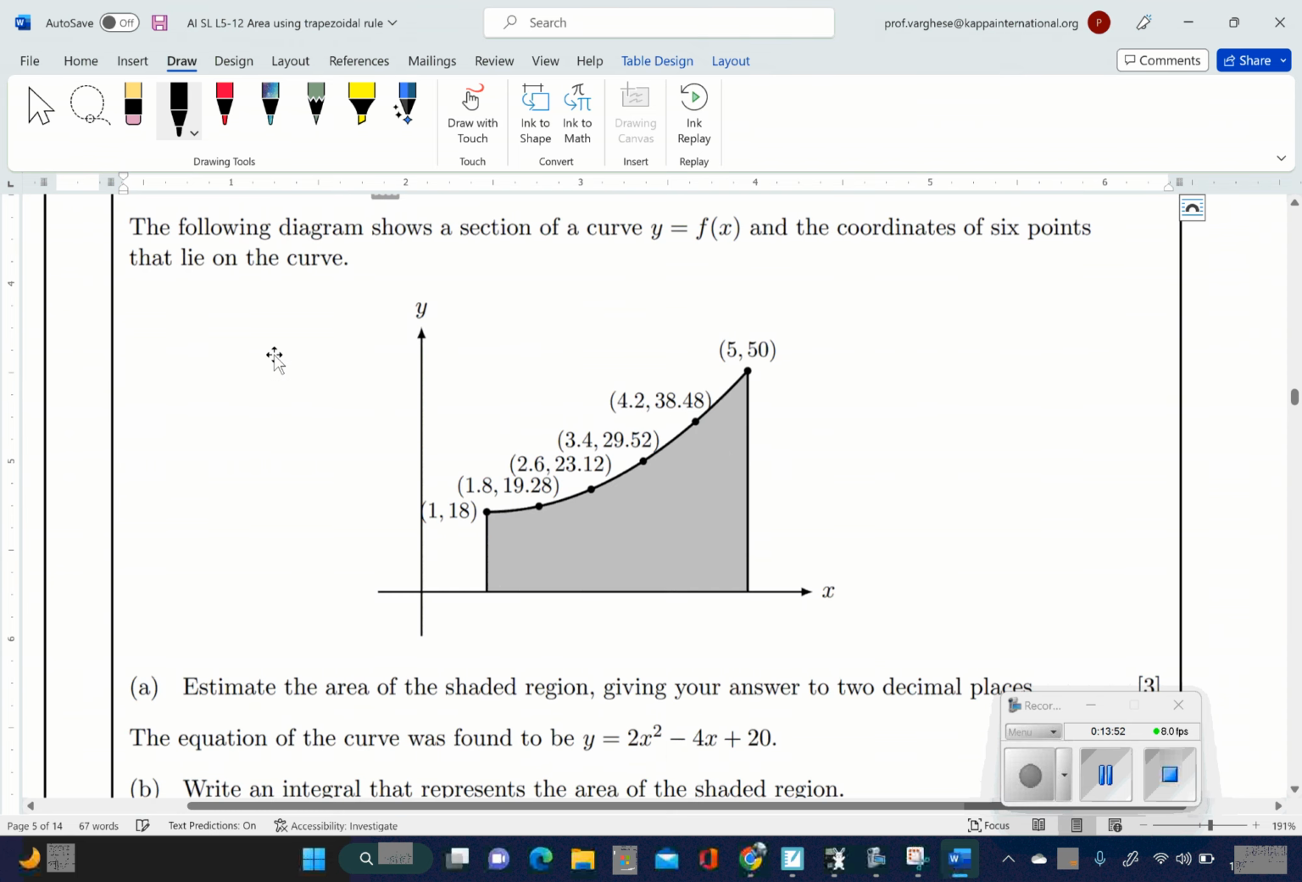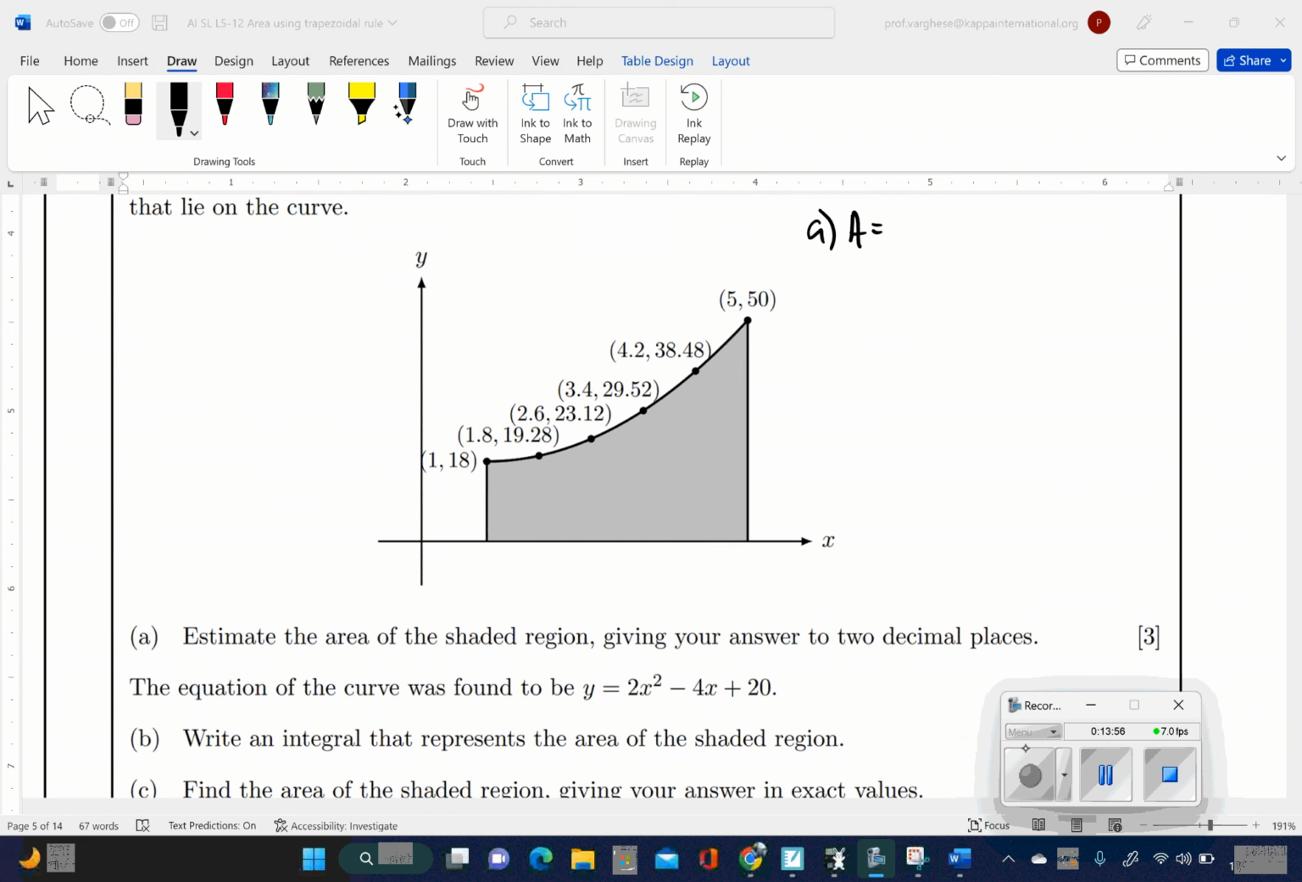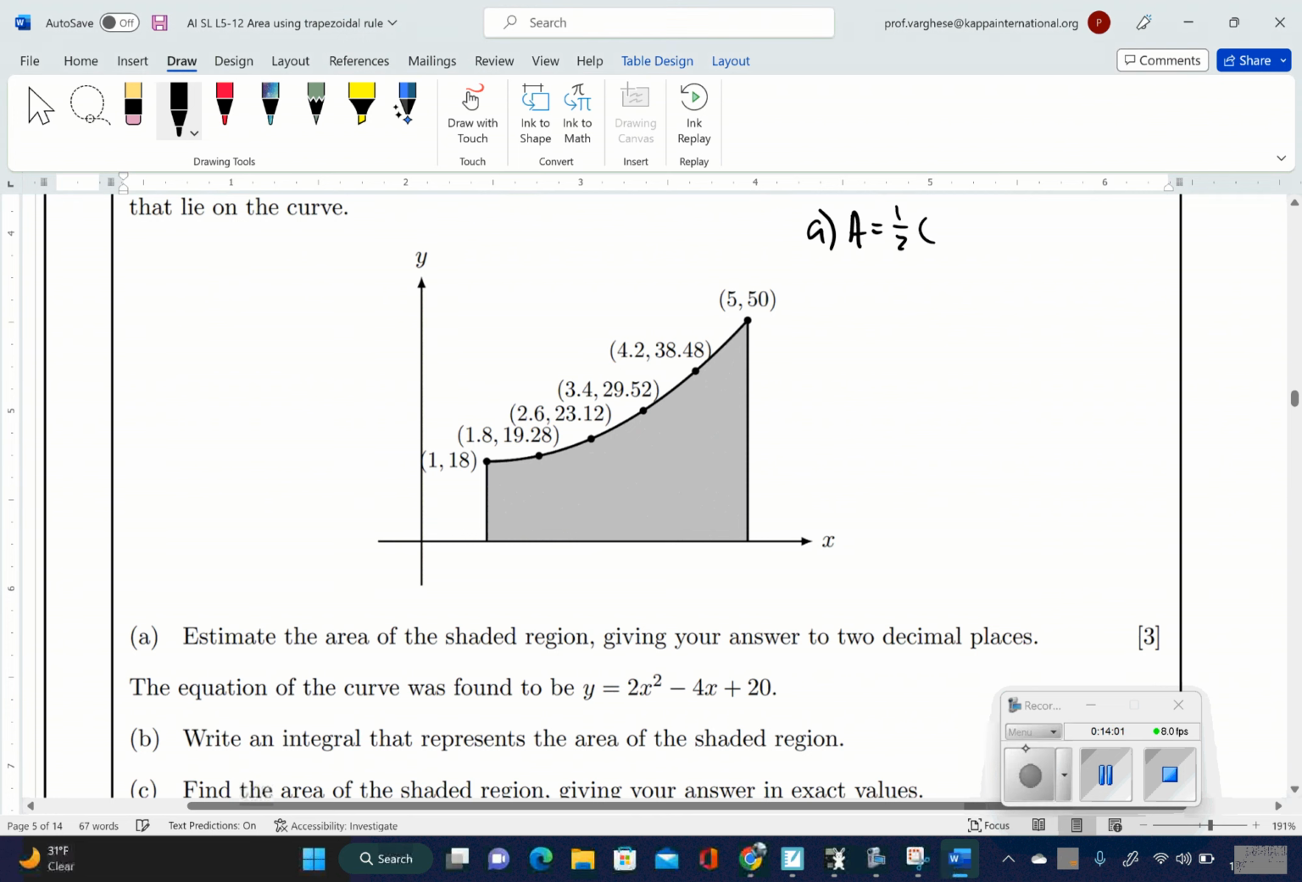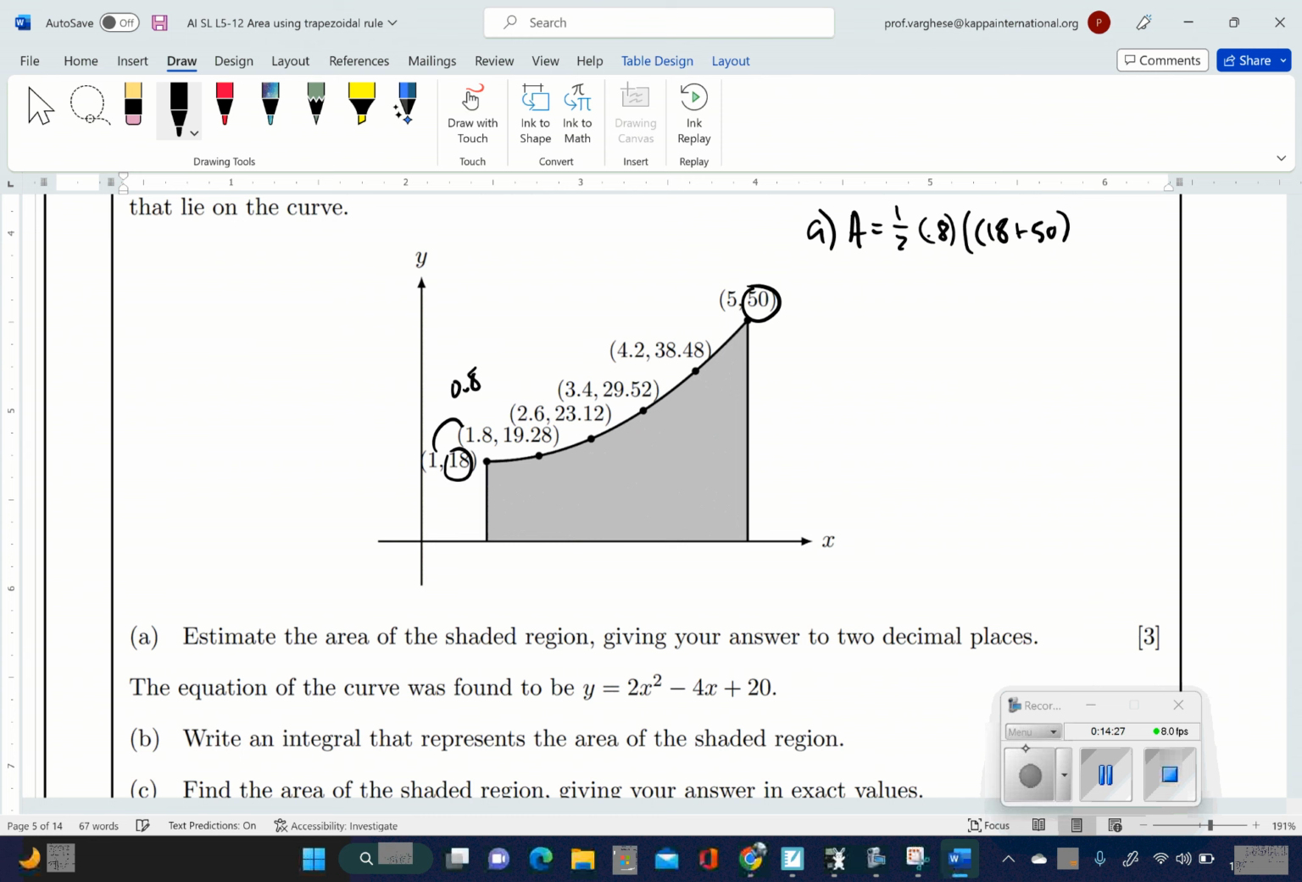Okay. For question number 4, we're starting the same exact way. So our formula for area is 1/2 times our height. Here this is increasing from 1 to 1.8 to 2.6, so this is going up by 0.8. So my height is going to be 0.8. I'm going to open up my double parentheses, and then put in the first term. My first term is 18. My last term is 50. So I'm going to do 18 plus 50, close that, plus 2 times. I'm going to write down everything else.